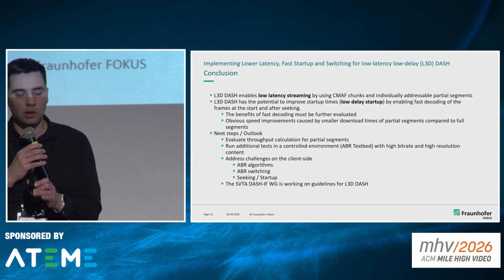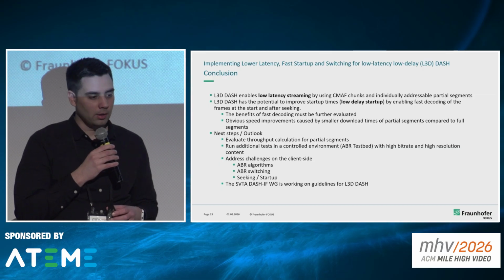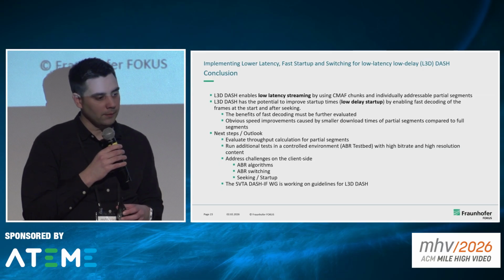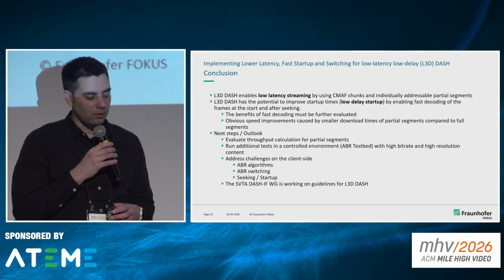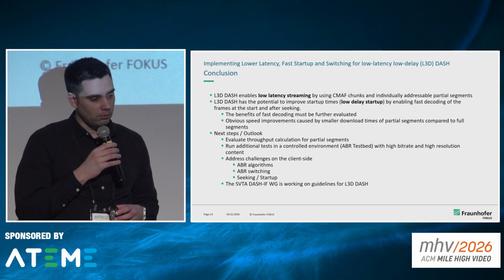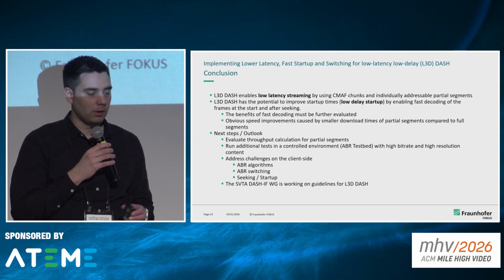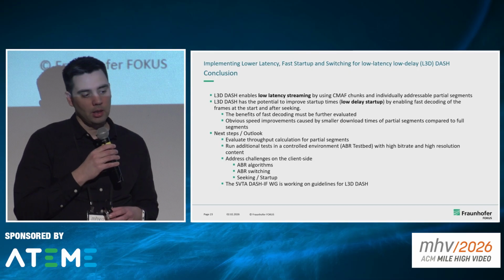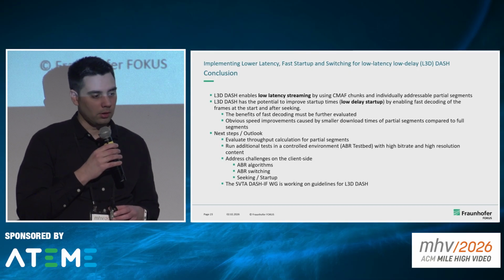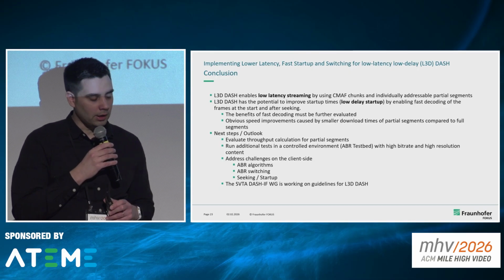So probably we see benefits here compared to CMAF chunked low latency streaming with chunk transfer encoding. We also want to run additional tests in a controlled environment, so we have an ABR test bed. We want to run that against different trajectories and see how well the content performs. And then there are some challenges on the client side that I need to work on, the DASH.js specific side.